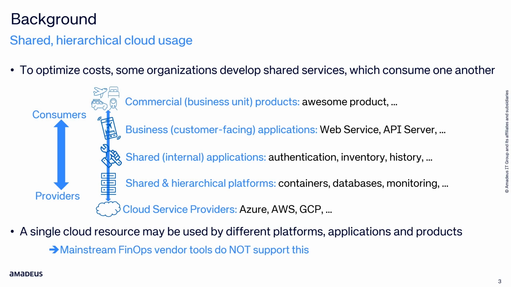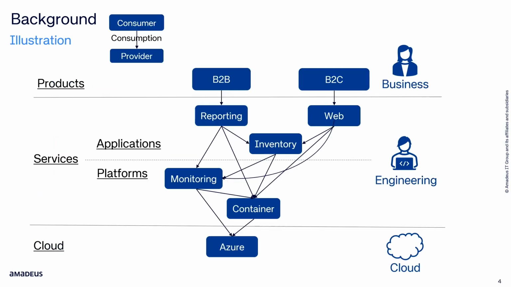A shared application service can be, for example, a user authentication service or an inventory service. Finally, business application services, which are customer entry points, may serve themselves different commercial products. Consequently, a single cloud resource, like a virtual machine, may host different services and products. Such a shared hierarchical cloud consumption is not supported by mainstream, native, or vendor cloud cost management tools.